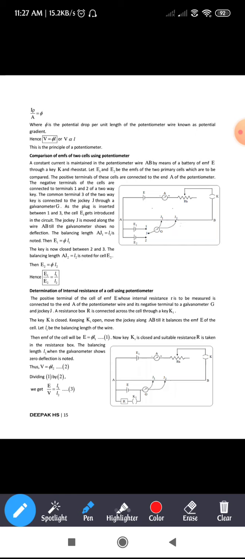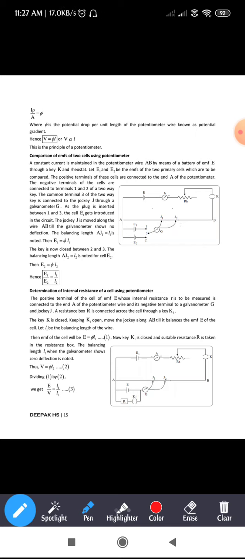So that equation is given as E is equal to phi into L1. Why have we written E is equal to phi into L1? Because no current is flowing through this part here. Hence we express it as E is equal to phi into L1. So next, K1 is closed now. So this key is also closed. Initially it was open, now it is closed.